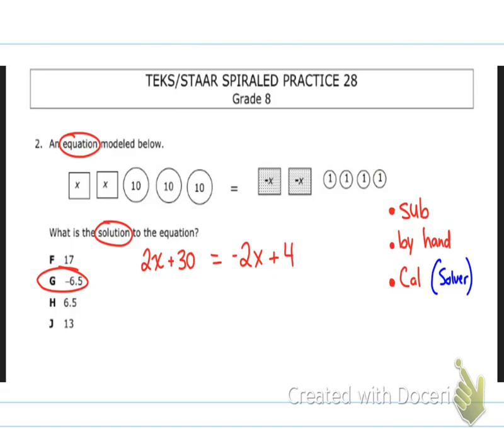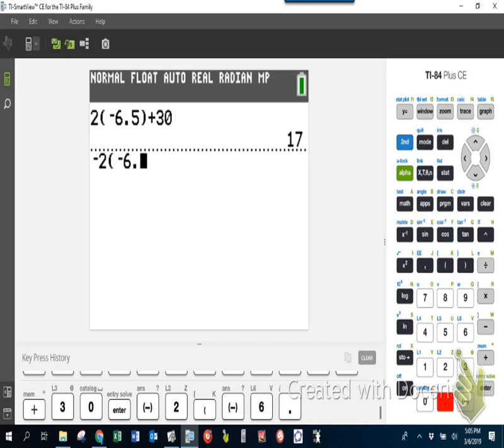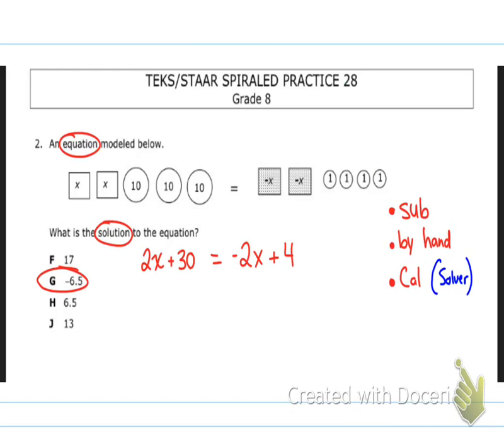Okay, so that's one side. Now I'm going to go sub the other side. So instead of negative 2x plus 4, I'm going to say, and go back to the calculator, negative 2, and then the x will be negative 6.5, and then plus 4. Now, if the x value is correct, it'll give me the same answer. Notice it does. So what value of x makes this true? That one side is equal to the other side. Well, the answer is negative 6.5. So that's one way to get to there.